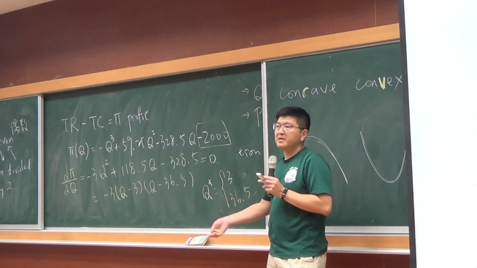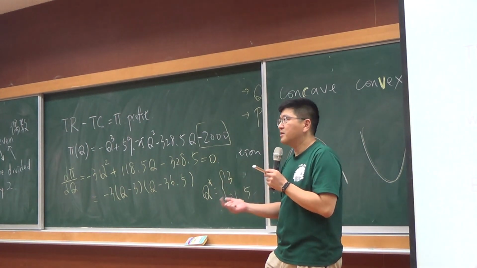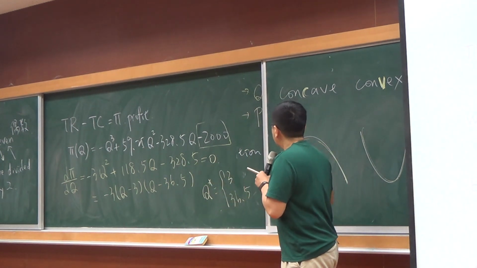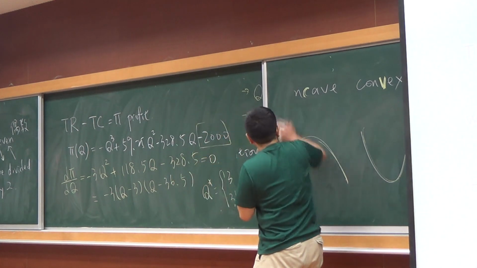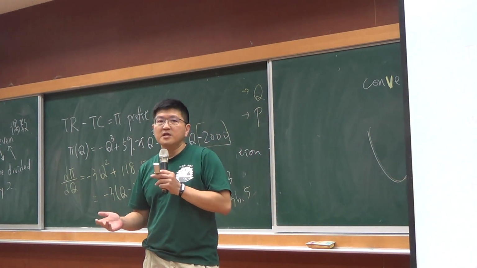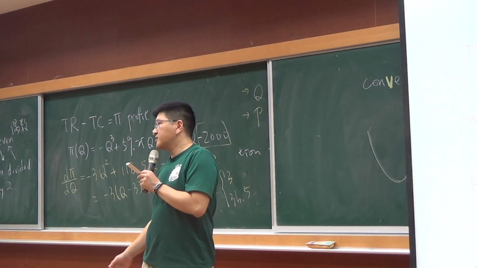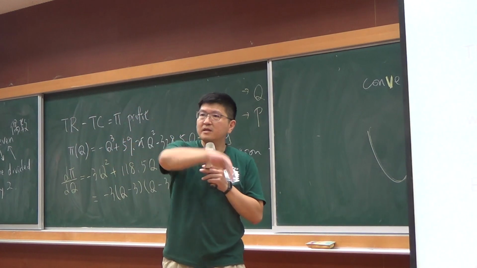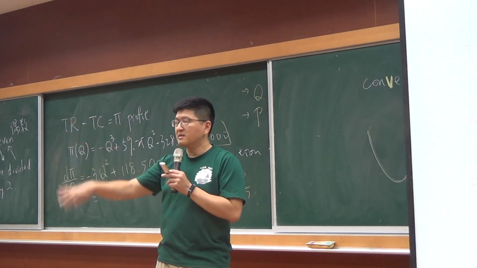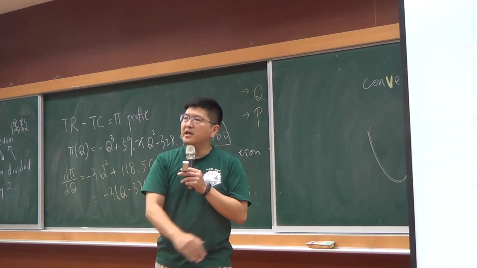So 3 can be a maximum, minimum, or inflection point. 36.5 can be a maximum, minimum, or inflection point. And we wanted to make sure which one corresponds to which one. And how can we do that? We just apply the second order condition. Do you remember that? When the second order condition is positive, it looks like a convex function. With a negative second order condition, it will be concave, okay?